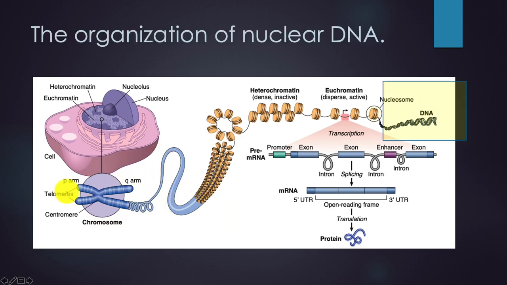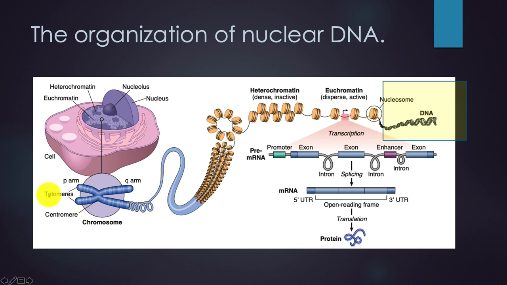We also have the telomeres. You guys should know what this is. This is basically the cap at the terminal of the chromosome. So we have them here and here. These are very important in protecting the chromosomes during cell division. And the telomere length is an indicator of cellular senescence.